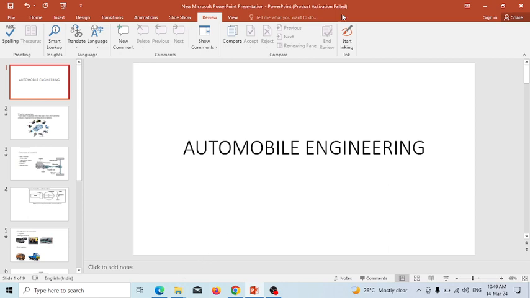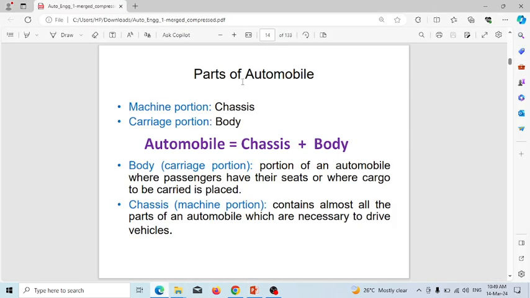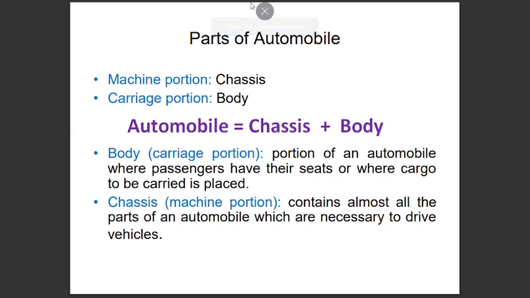And next we discuss the parts of automobile. First, the machine portion, which is called chassis, and the carriage portion, the body. Automobiles mainly consist of two types, that is chassis and body. If we add chassis and body, we complete our automobile.